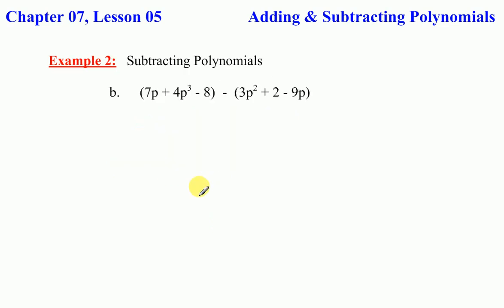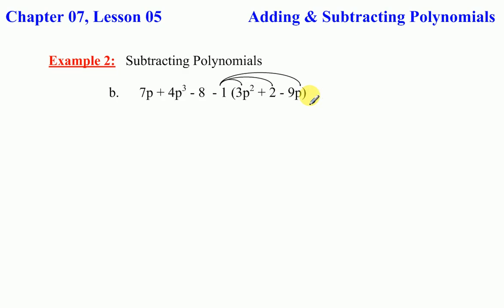Remember, subtracting right here means I change all the signs inside the parentheses because I'm technically multiplying everything by negative 1. So the positive 3p squared becomes negative 3p squared. Positive 2, negative 2. Negative 9p, positive 9p. Okay, so now I can combine all my like terms.